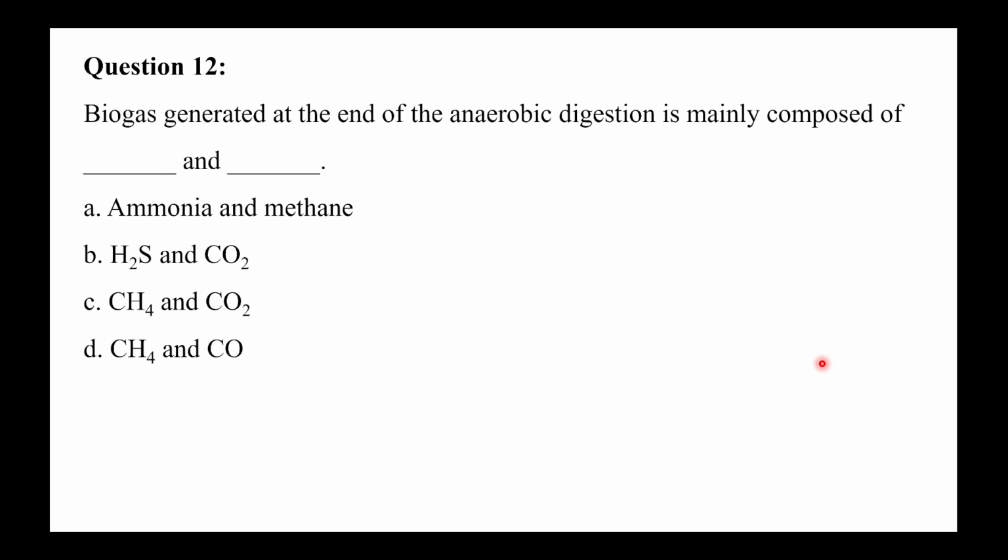Question number 12. Biogas generated at the end of the anaerobic digestion is mainly composed of dash and dash. Option A, ammonia and methane. Option B, H2S and CO2. Option C, CH4 and CO2, that is methane and carbon dioxide. And then option D, methane and carbon monoxide.